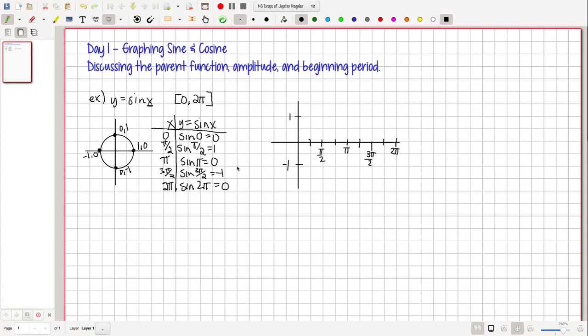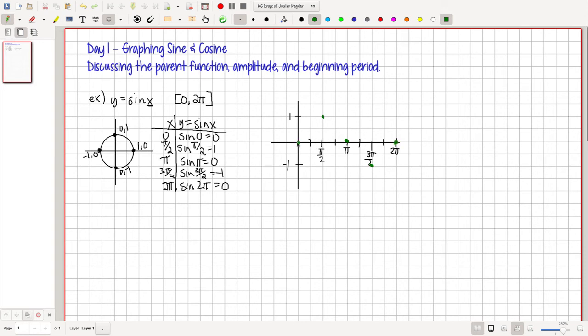Okay, so our very first coordinate is this first point in the table. My x coordinate 0, my y coordinate 0, so it's right here on the origin. Let me change colors here. So my first point is going to be right here. Okay, at pi over 2, I'm at 1, so pi over 2, up 1. At pi, I'm back at 0. At 3 pi over 2, we're at negative 1. And at 2 pi, we're at 0.